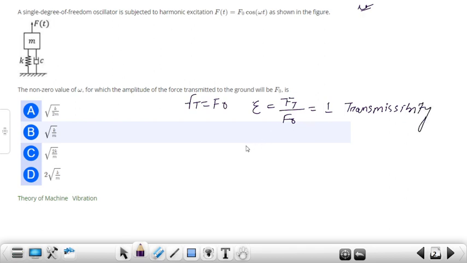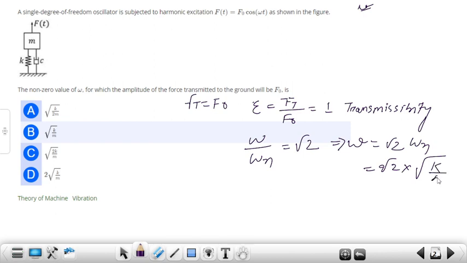Transmissibility is equal to 1 when omega divided by natural frequency omega n is equal to root 2. So it implies that omega is equal to root 2 times omega n, and natural frequency omega n we know is root over of k by m. So taking 2 inside the root, we get root over of 2k by m. So the answer will be option C, root over 2k by m, the value of omega.